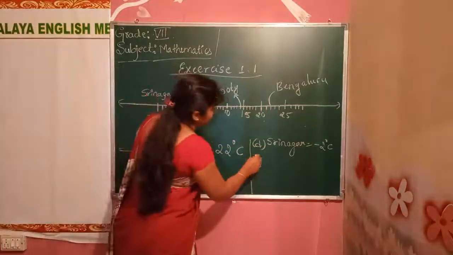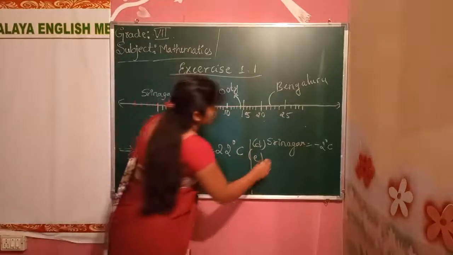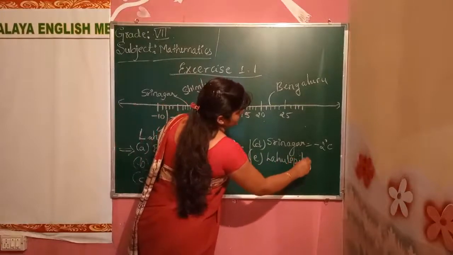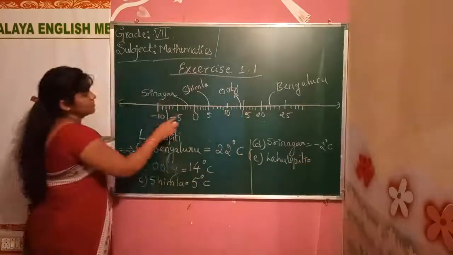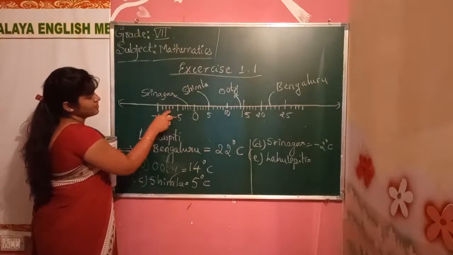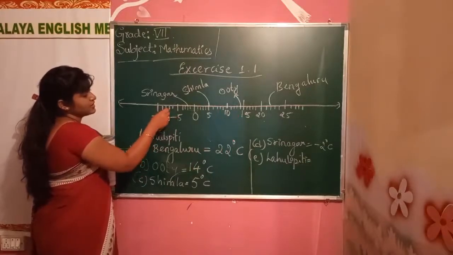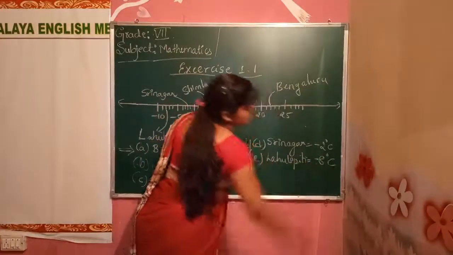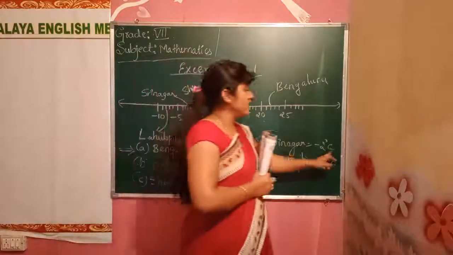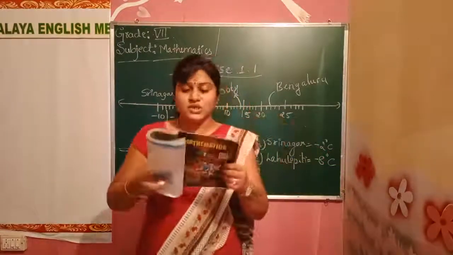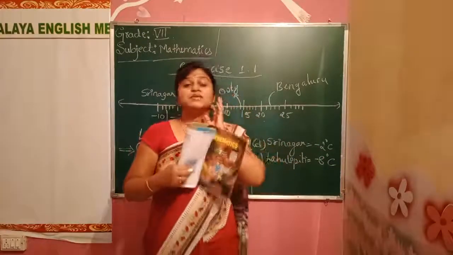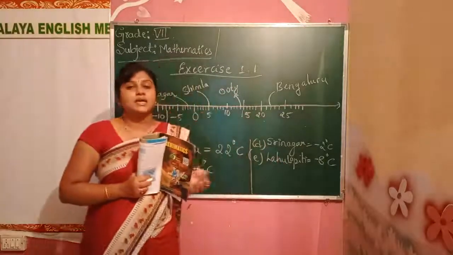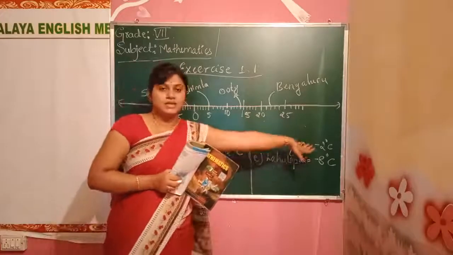Okay, next one. Which city? Lahul Spiti. How much it is? Okay, after 5, 6, 7, 8. Yes, 8. Minus 8 degrees Celsius. Why we are writing degrees Celsius here, children? Because in question they mentioned, see, they given a temperatures in a degree Celsius. So we have to write with a degree Celsius.